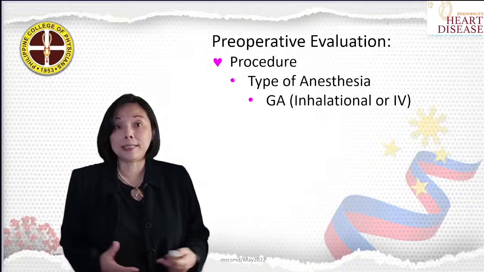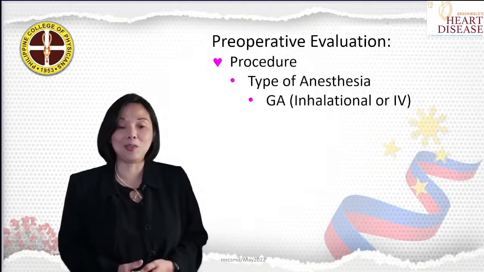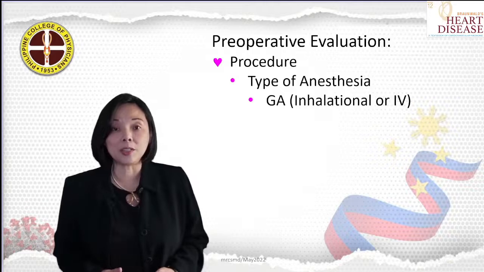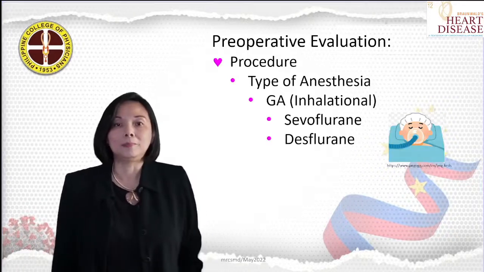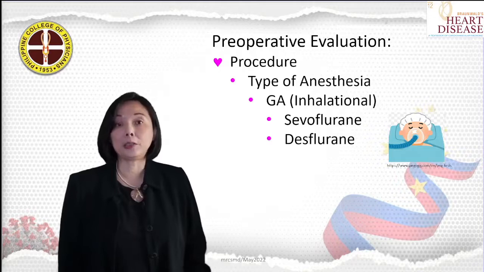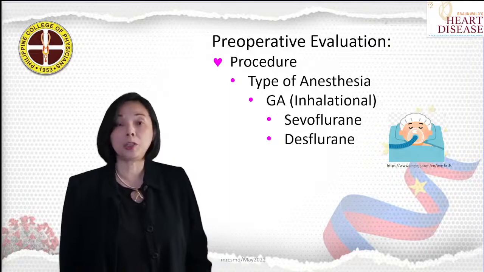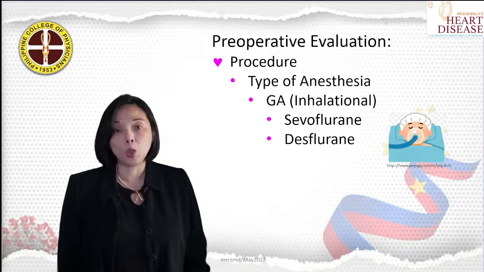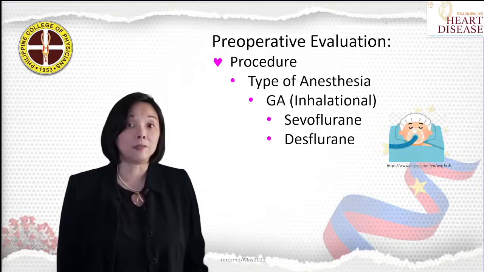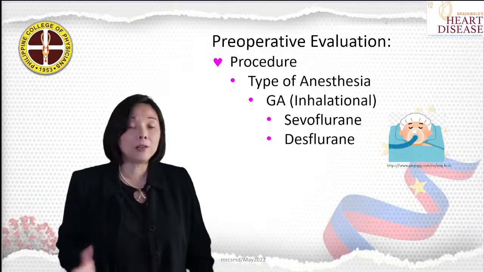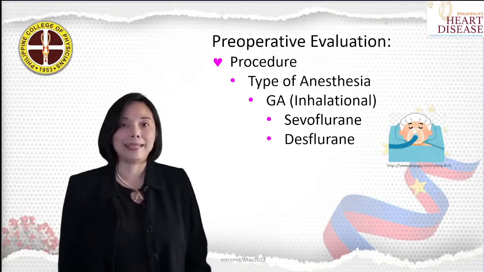The patient is essentially paralyzed, and this is done with the use of inhalational or intravenous agents or a combination of both. Of the 5 inhalational agents that are currently available, I was told that most anesthesiologists in the Philippines use sevoflurane or desflurane. Although the drugs may differ in their effects on blood pressure, heart rate, and systemic vascular resistance, we must remember that all inhalational agents depress myocardial function.